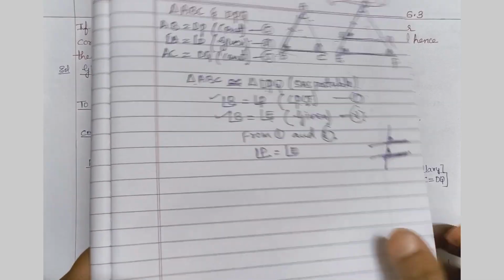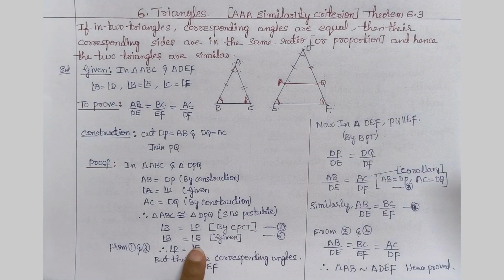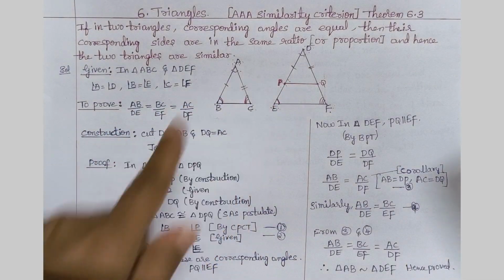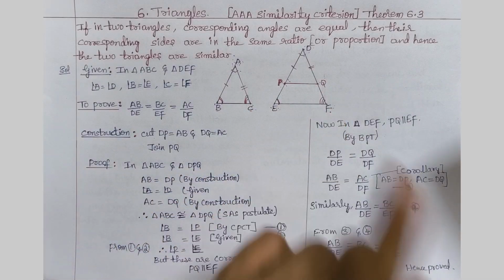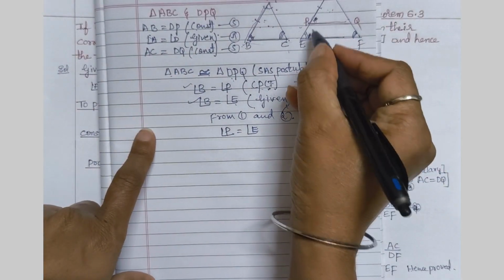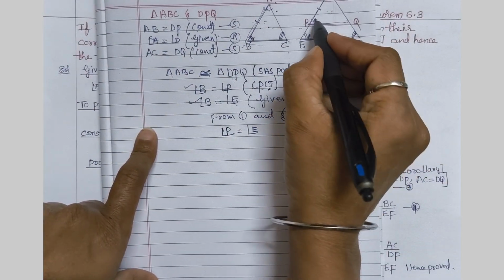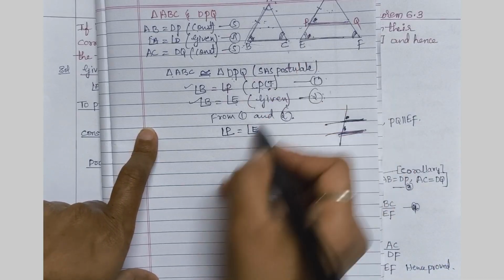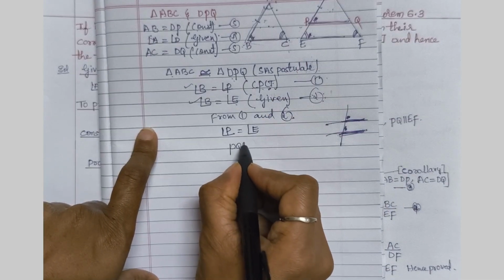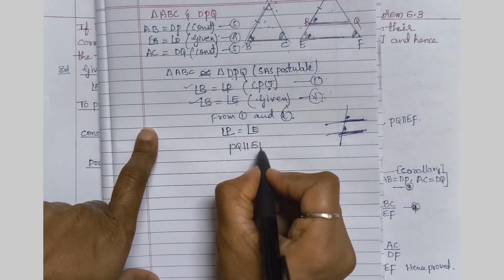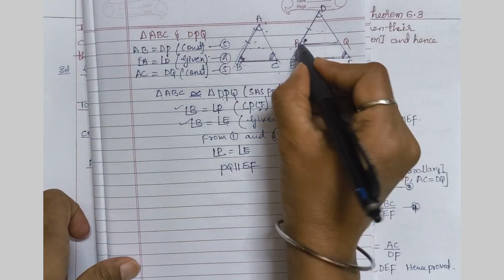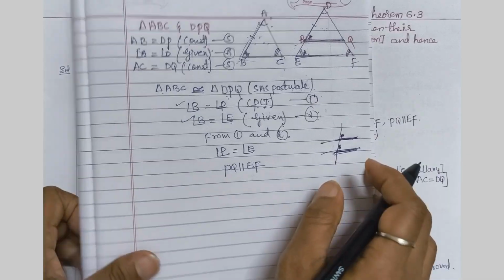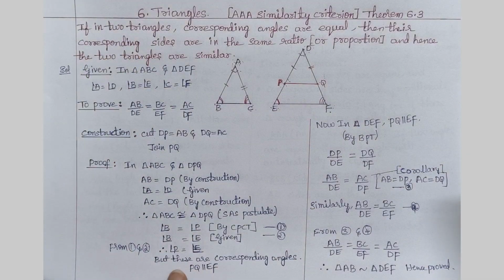Here I have given the sentence: angle P is equal to angle E. What is the reason? Corresponding angles. So you can write PQ parallel to EF. Now angle P is equal to angle E, so these two are corresponding angles. So PQ parallel to EF. Up to here you are clear, I think. These two corresponding angles, so this one is parallel to this one. Up to here, step by step, the statements are there.